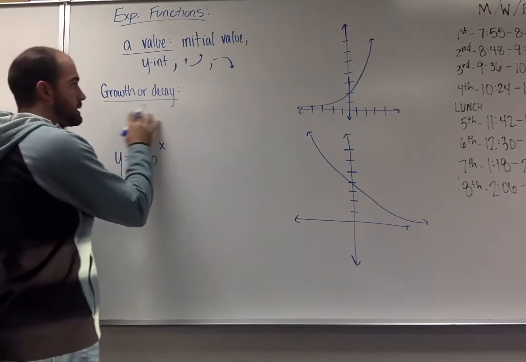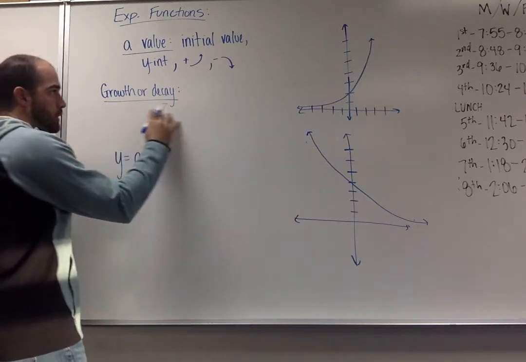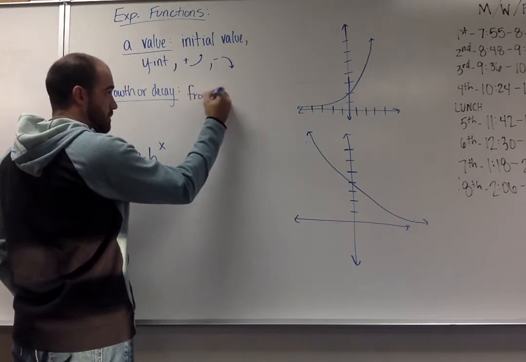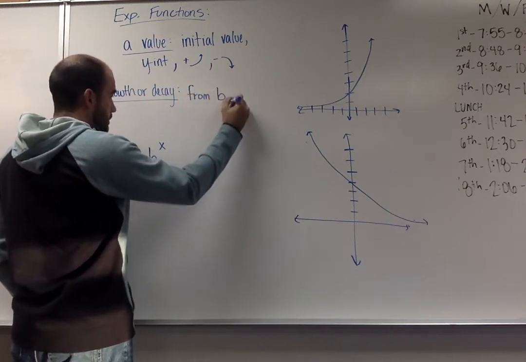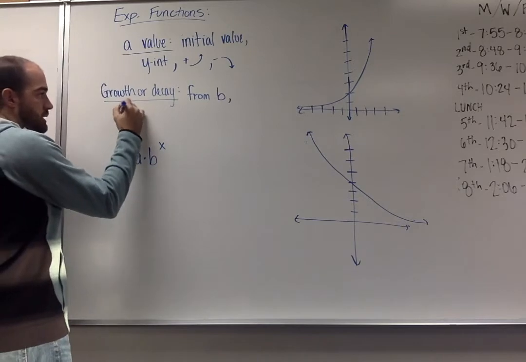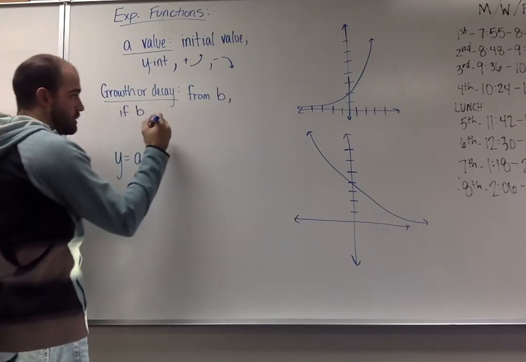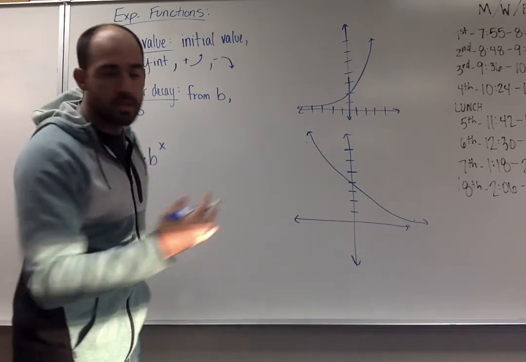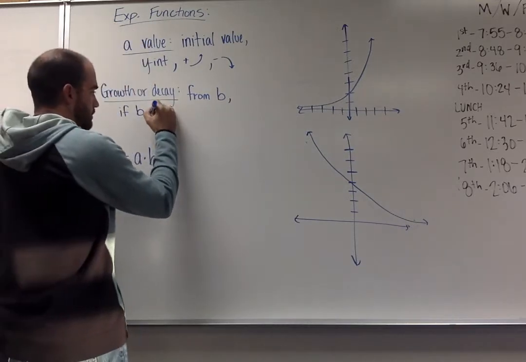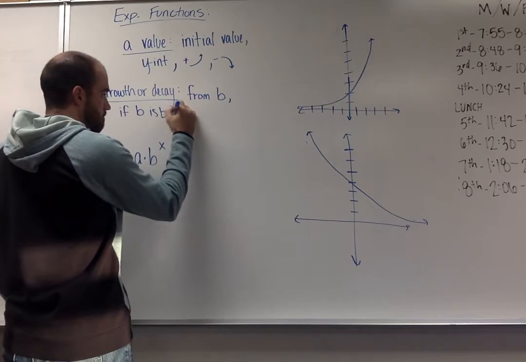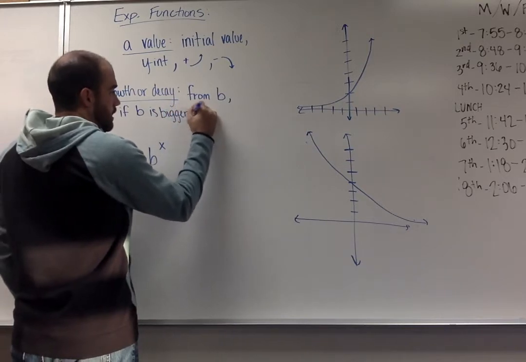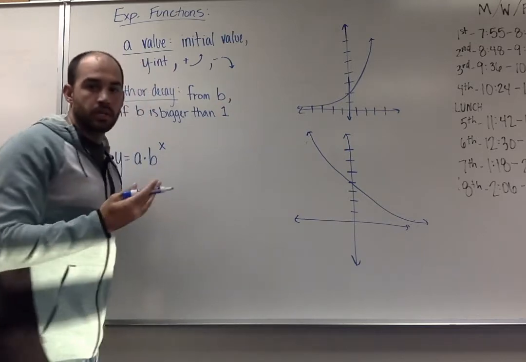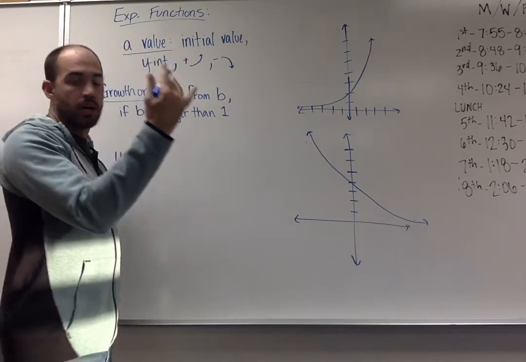Okay. The growth or decay is the other part that I want to talk about. Our growth or decay is from our b value. If b is bigger than 1, then our graph is going to be increasing or going up, okay?